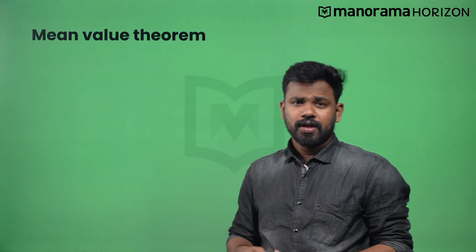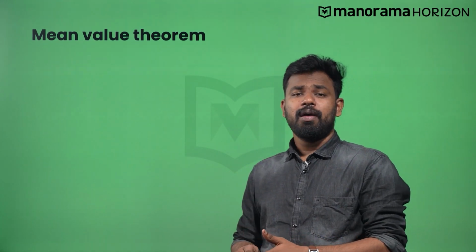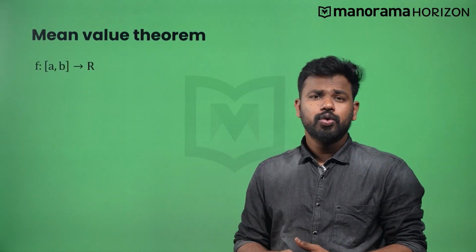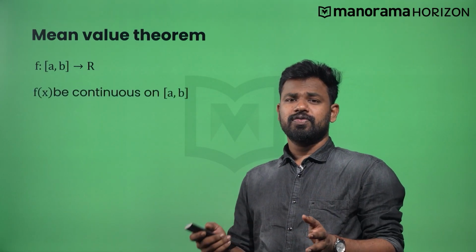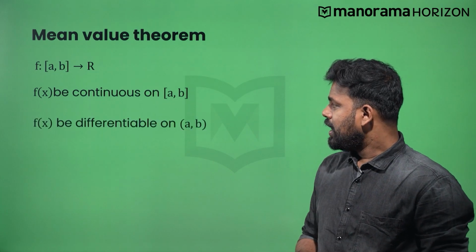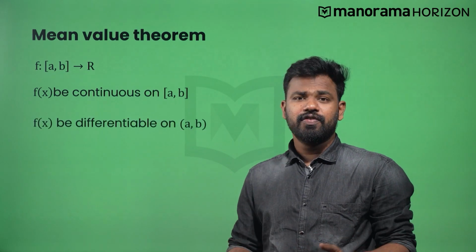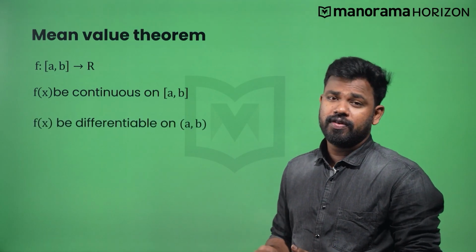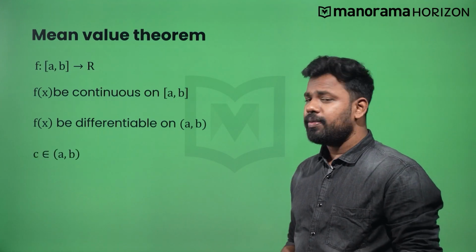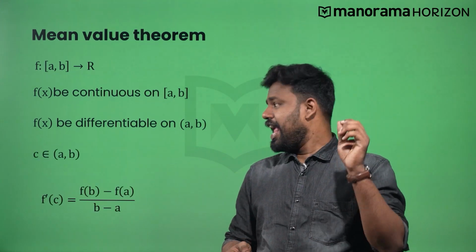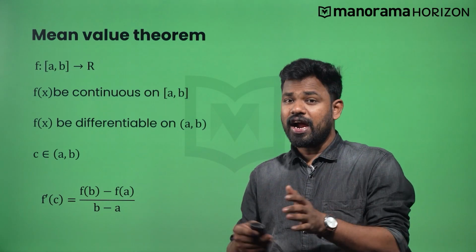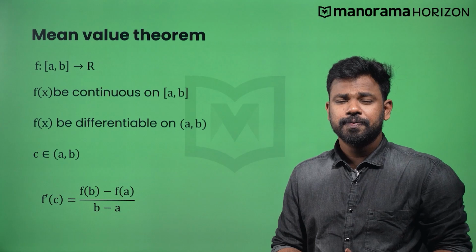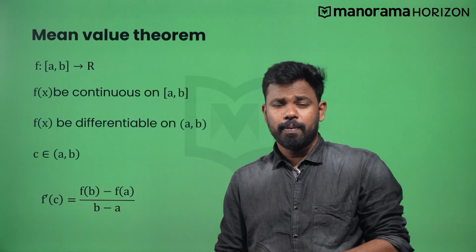Mean value theorem. Let f be a function mapping from the closed interval a, b to the set of all real numbers. And let f be a continuous function on the closed interval a, b, and also f of x be a differentiable function on the open interval a, b. And c an element of what? a, b, such that f dash c is equal to f of b minus f of a divided by what? b minus a. So these are the conditions for mean value theorem.